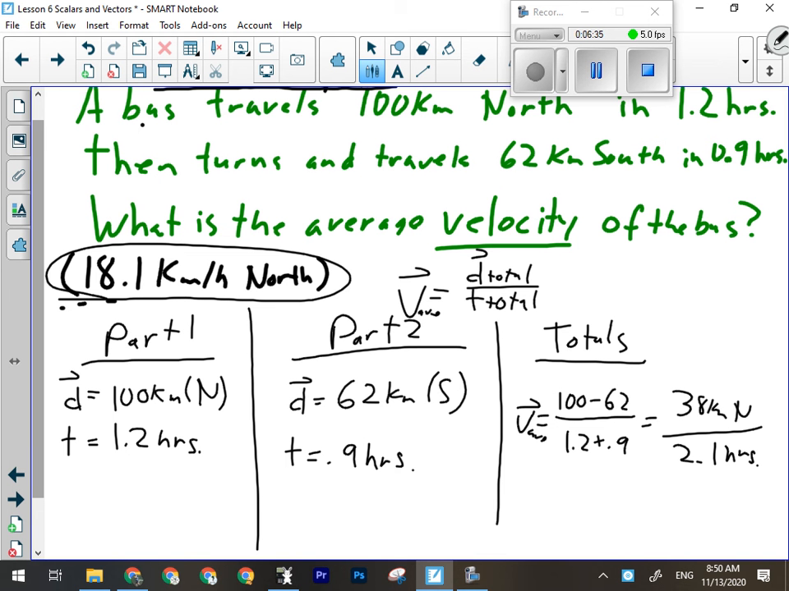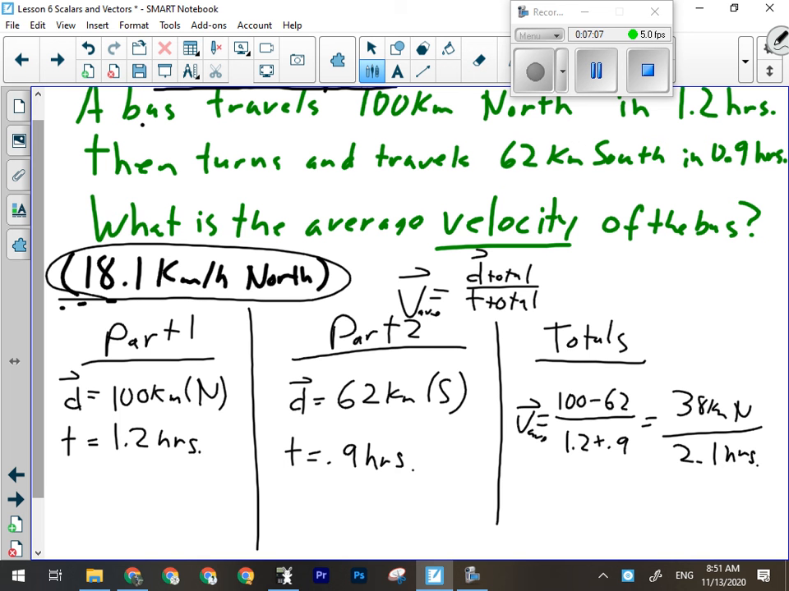Now, if I give a question like this, I usually have a part B. And that part B is, what's the average speed? How do I do that? Total distance over time, so you wouldn't take away 62 from 100. Right. Total distance over total time, instead of taking away 62, I would add it.